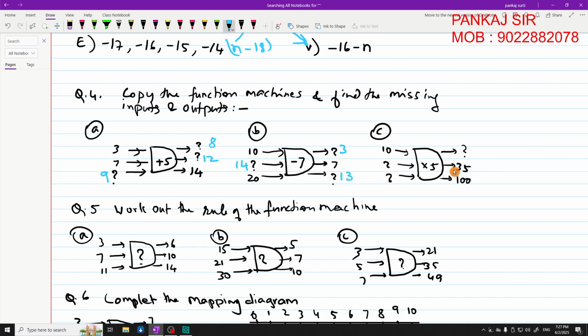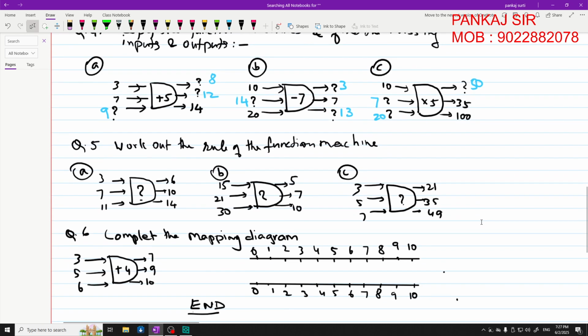The C part of the question is 10 times 5 will be 50. This is something times 5 should be 35. So should I write here 7? Yes, 7 times 5 is 35. And this is something times 5 should be 100. So I can write here 20. So these are the blank missing inputs and output that I have to put in this question. Okay. That was question number 4.